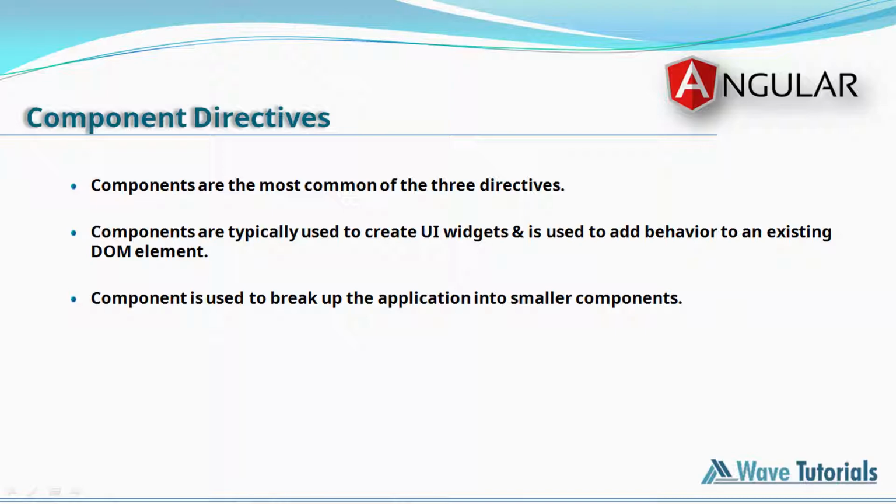Components are the most common of all three directives. Components are typically used to create UI widgets, and they are used to add behavior to an existing DOM element. Components are used to break up the application into smaller components, and you already know that we can use as many components as we want in an AngularJS application. If you would like to know about components in detail, then please check the link in the description. We have created a separate video on components: what components are, how we can add components, and how to add multiple or nested components. So let's open Visual Studio and see how a component and its template change the behavior of a DOM element.